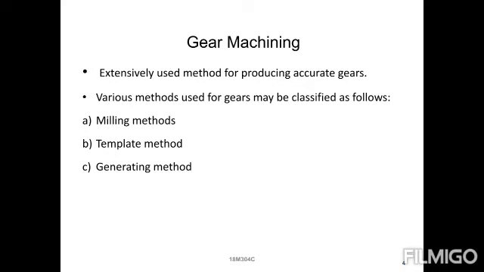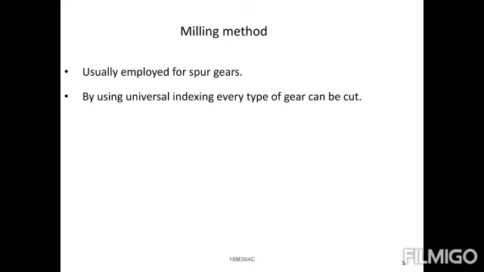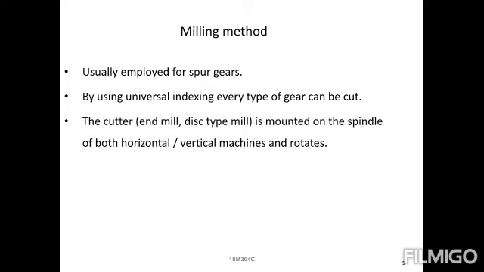So these are the three methods, and you can write them in your notebook: the milling method, the template method, and the generating method. The first one is the milling method, usually employed for spur gears. In the milling method, by using universal indexing, every type of gear cut can be made. Already you know, indexing is dividing into an equal number of divisions by the universal indexing method. That is the method of manufacturing gears by milling.